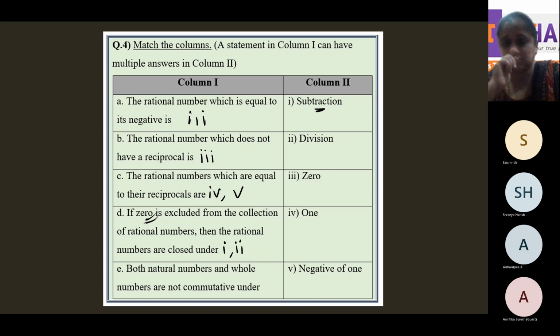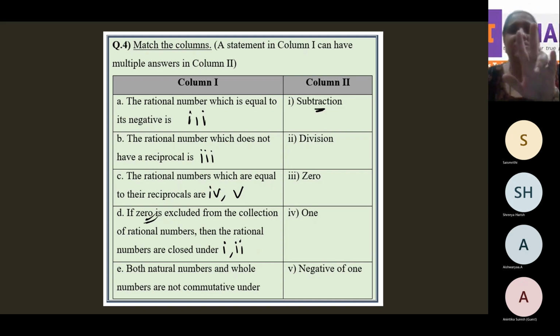So Antika said both, subtraction and division. Yes, you said both. Natural numbers and whole numbers are not commutative. Okay, we'll leave that. What do you mean by the commutative property?